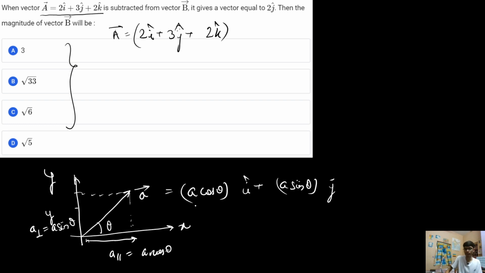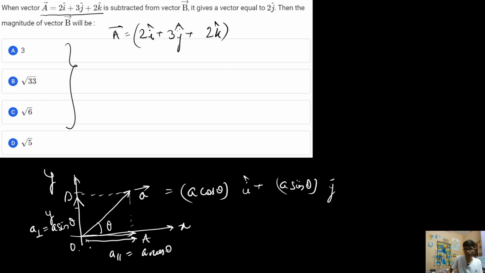Now how can I write this particular thing? This particular vector is actually the addition of this vector and this vector, and let me write these vectors as small OA vector and OB vector. Now A vector, by the parallelogram law of addition, can be written as the summation of OA vector and OB vector.